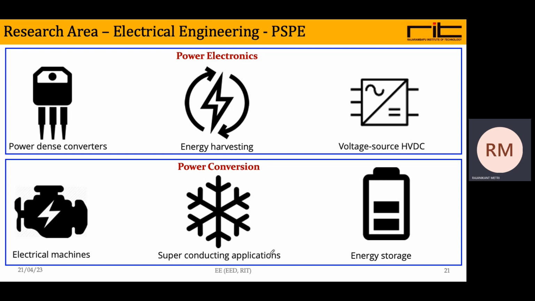Similarly, superconducting applications. So what kind of superconducting materials are used to do the power conversion. Then this is a hot topic again, energy storage, because we have a bulk amount of solar in today's world, but we cannot store it, or the storing capabilities are not that efficient. So this is one area of doing research.